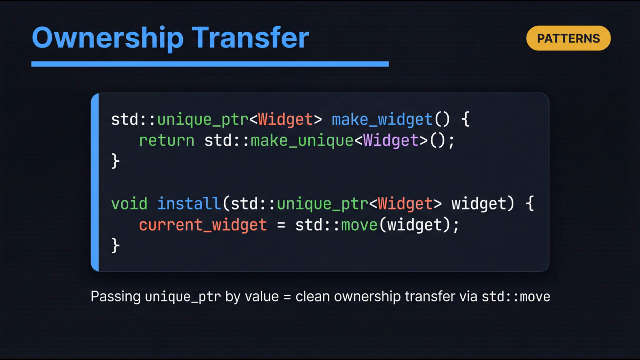This pattern is clean, explicit, and self-documenting. The function signatures tell you exactly who owns what. Returning unique pointer means the factory gives you ownership. Taking unique pointer by value means the function takes ownership from you.